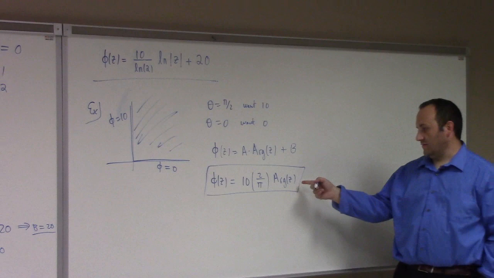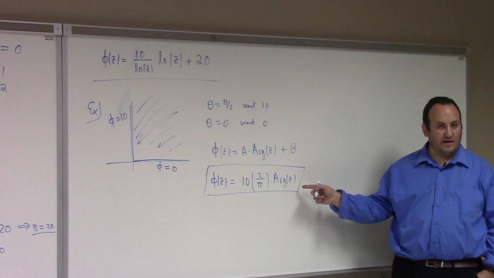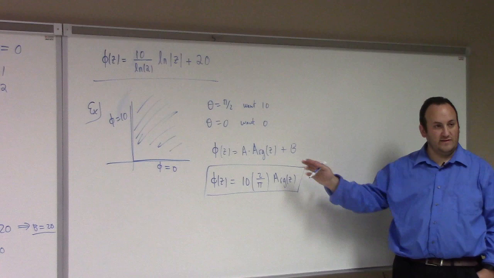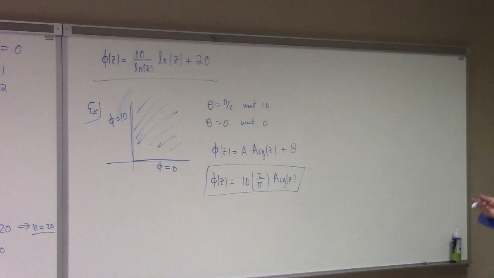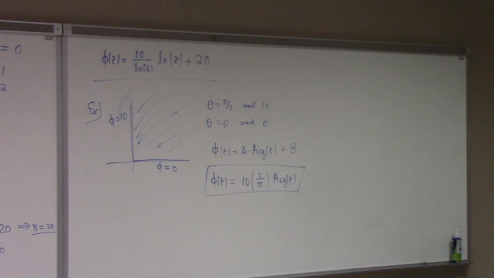When we put in the real axis, we get angle 0. When we put in the imaginary axis, we get pi over 2. Pi over 2 times 2 over pi is 1, which leaves me 10. There you go. That solves Laplace's equation on the quarter plane with those boundary conditions: 0 on the real axis, 10 on the imaginary. Now, you could complain it solves it on more than that, and I wouldn't disagree. But in particular, I'm focusing on the quarter plane, with boundary value 0 on the real axis and 10 on the imaginary axis.